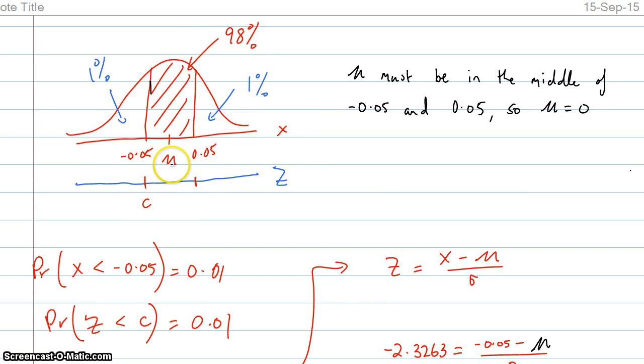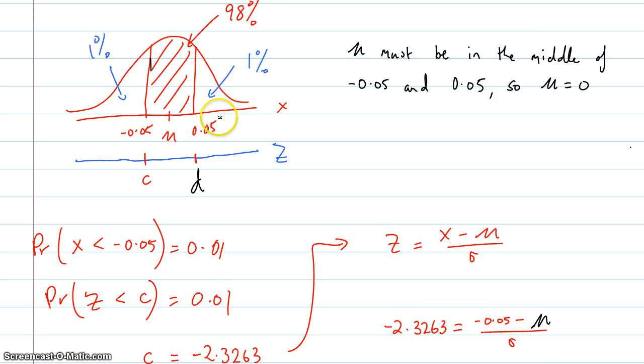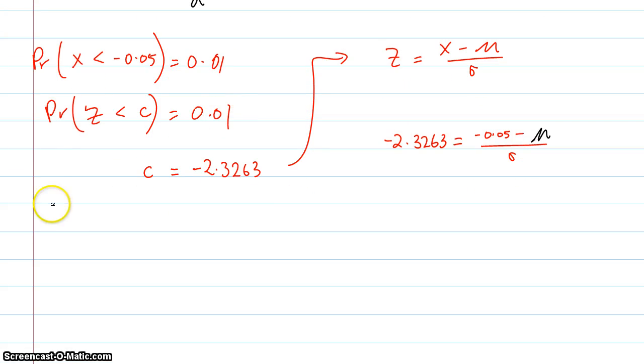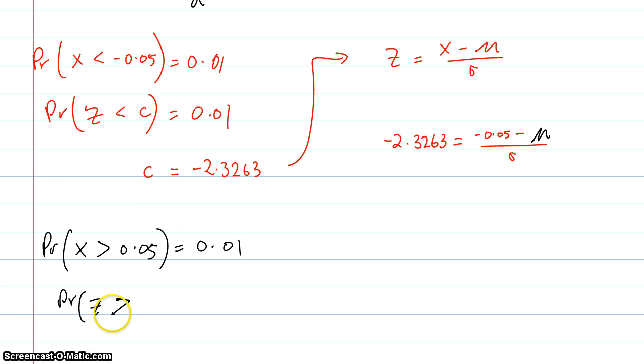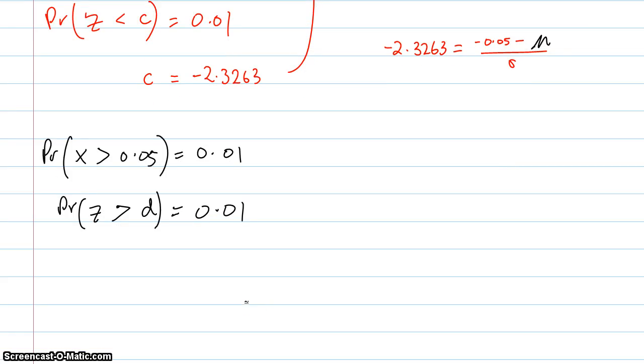This time I use this part here. This time I'm going to find out what that is. I'll call that D. We'll work it out using the same sort of method. So I'll say that the probability that x is greater than 0.05 equals 0.01. So therefore the probability that z is greater than d is 0.01, and then you can do that on your calculator. And I had to do mine a slightly different way, but you'll still get the same answer: D equals 2.3263. Just the positive version, because it's the same distance away.